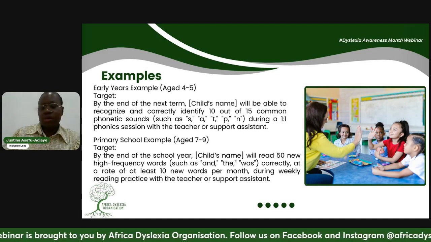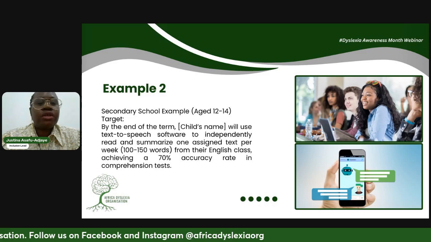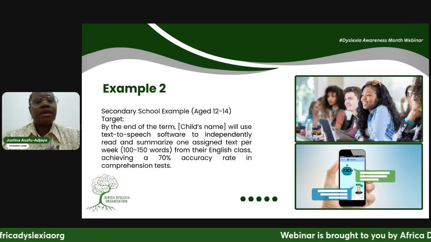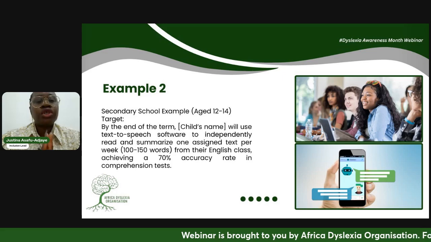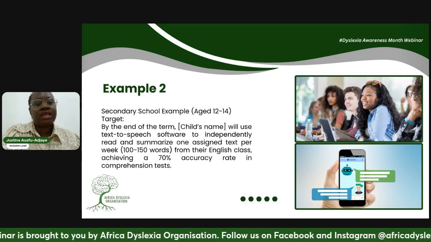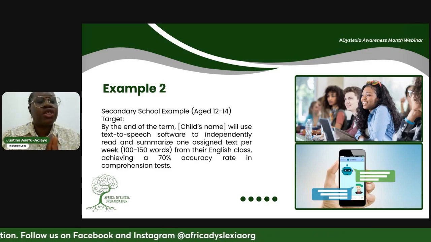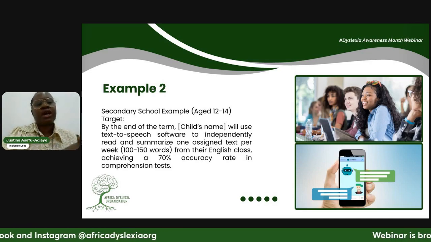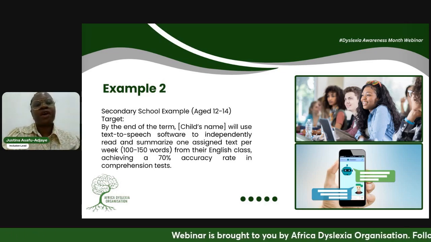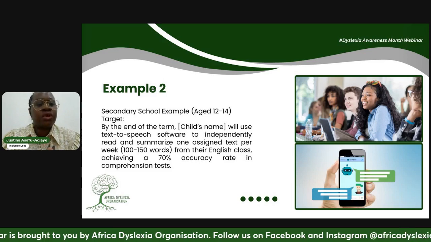So let's look at what a secondary example would look like. So for a child typically aged between 12 to 14, one of the caveats I want to make for you is your child could be chronologically of this age, but they could be operating at a younger age when it comes to reading and reading fluency and writing. So you may have a secondary school age child whose reading levels are at a primary school age. So although they might be 12 to 14, they might be reading at a 5 to 6 year old level or a 7 to 8 year old level. So you need to also bear that in mind when you're setting your targets.